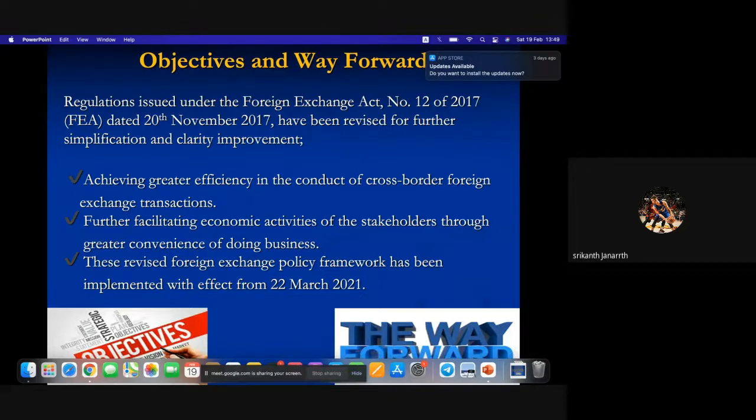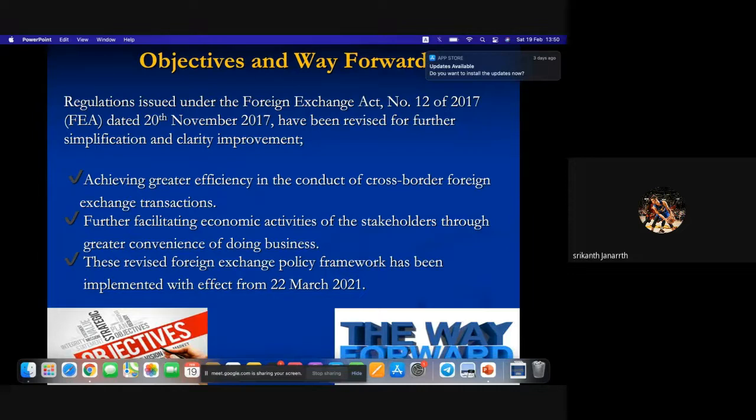Of course, there are so many stakeholders: government, authorized dealers, investors, account holders. All these people are stakeholders. So they have greater convenience when the rules are very simplified. That is the other way forward to execute foreign exchange transactions. This revised direction came into force from 22nd of March 2021. So all the accounts that we are going to look at now are the latest version, the foreign exchange revised version as of 22nd March 2021, last year, right?